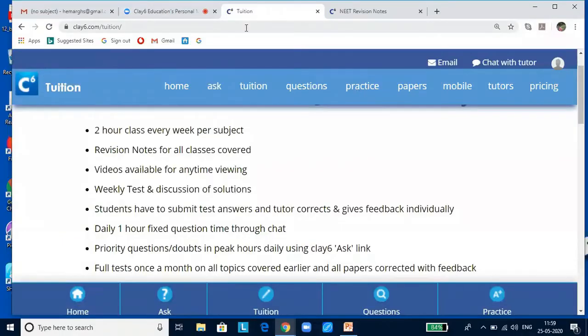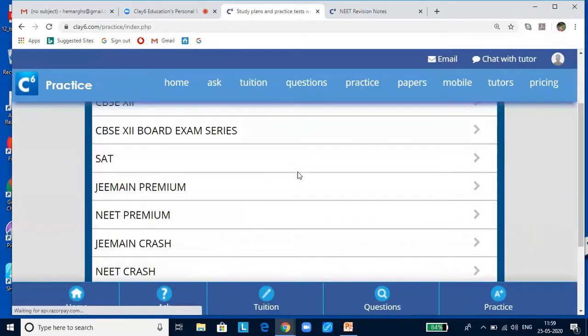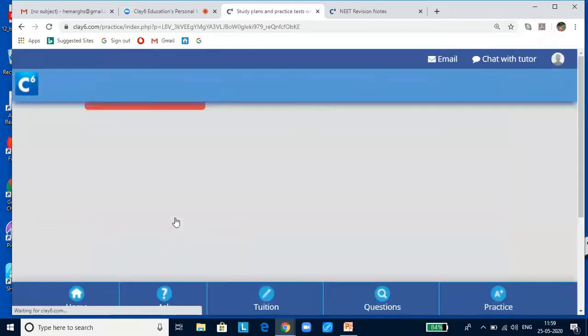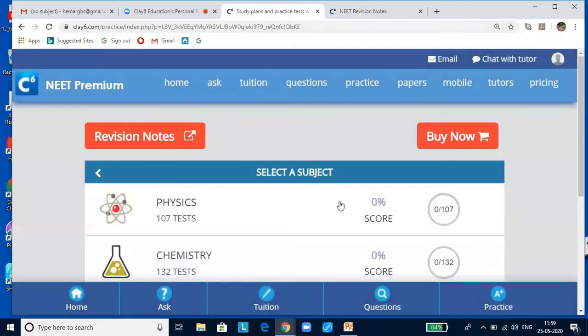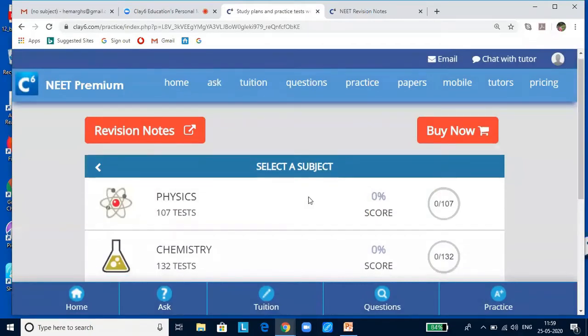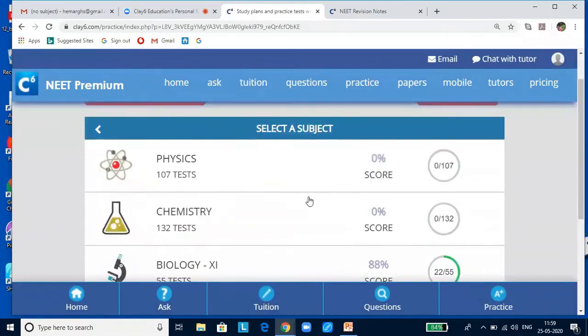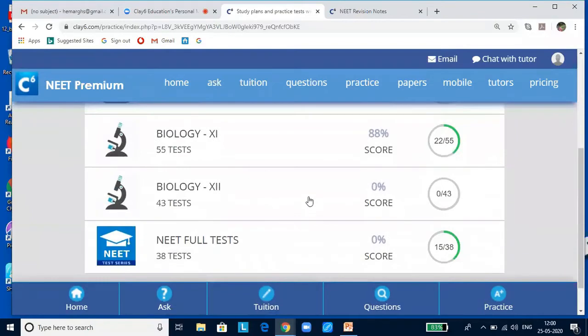and test in clay6.com. Go to clay6.com, click on practice. So you will find a lot of packages. You can select any package. Now I'm going to select NEET Premium package. And then you will see NEET Premium has 4 test series: physics, chemistry, biology, and NEET full test.